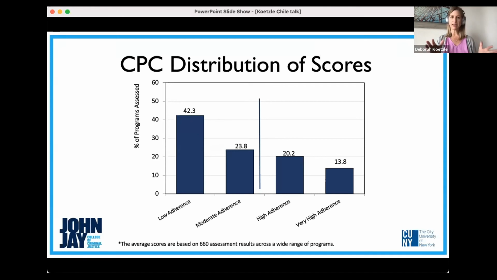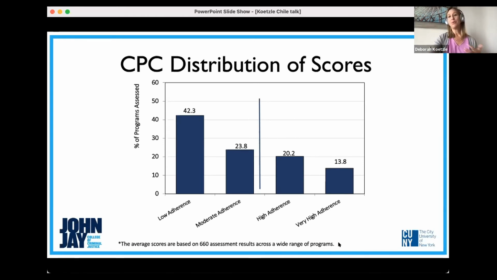There aren't a lot of validation studies on the CPC or tools like it, simply because methodologically it gets a little bit complicated, because you need a number of programs that have been assessed, and you need outcomes and comparison groups. But nonetheless, the research does suggest that when programs score in the high and very high adherence categories, they're more likely to reduce recidivism.